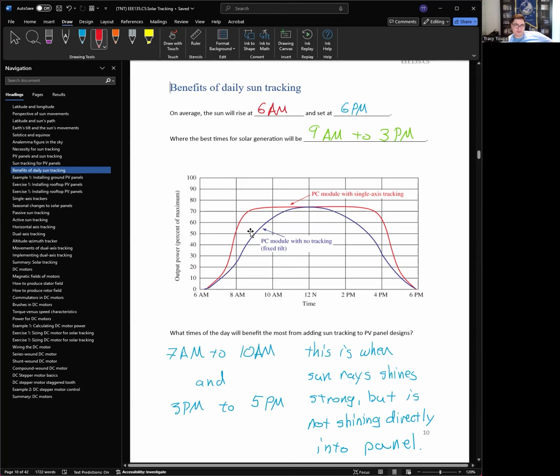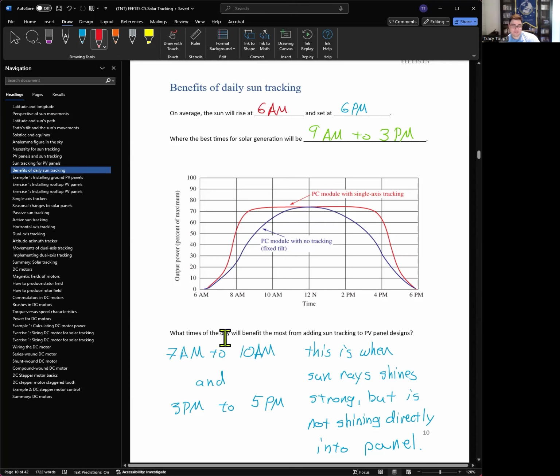The greatest points are typically between 8 to 10 because the sun is starting to shine brightly and you are aimed towards the sun. So you see right here above 70%, this flat line, this is where you're directly pointing to the sun from about 9 a.m. to 3 p.m. This is the best point to get power, to get your energy, and you're tracking your sun, you're pointing your solar panel, you can get the most.